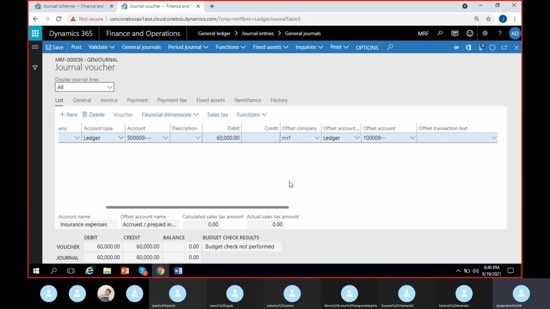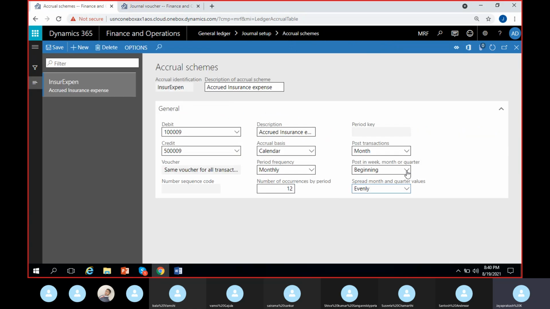Generally it will be broken into 12 pieces. That's all. Those 12 are the original transactions we'll get, one for each month. So that is the whole agenda of the accrual scheme. According to whatever you say, the system will post the transaction at that particular time. If you say beginning, as we have seen, it posts on the 1st of every month. Suppose I say ending, it will post the transaction at the end of every month.